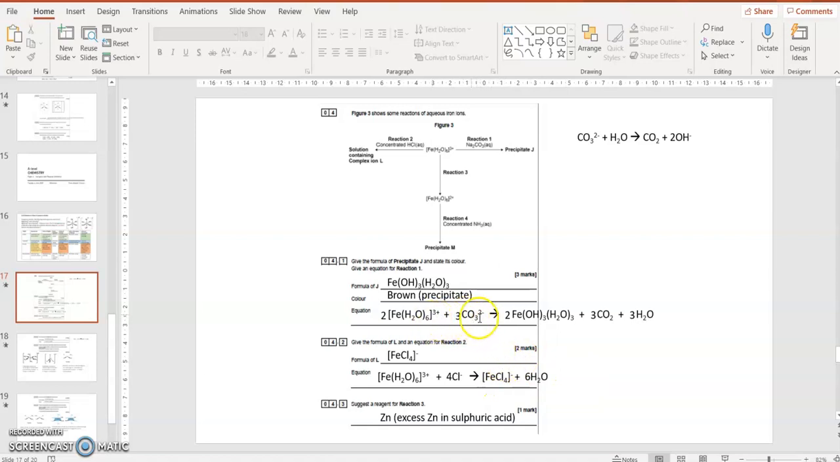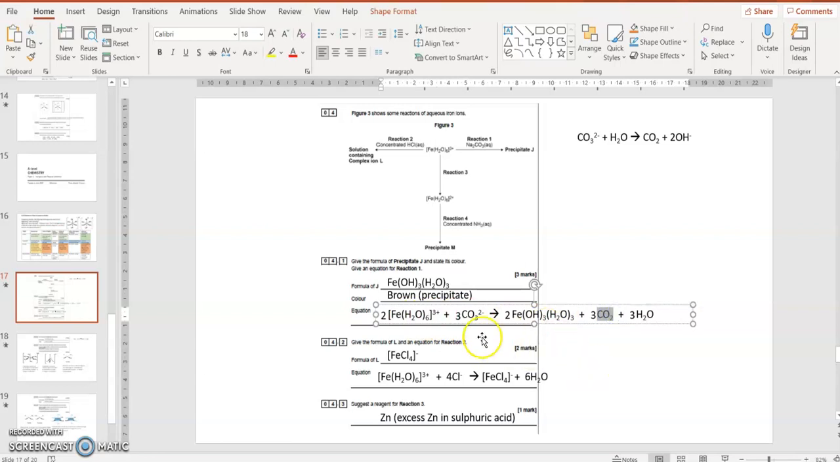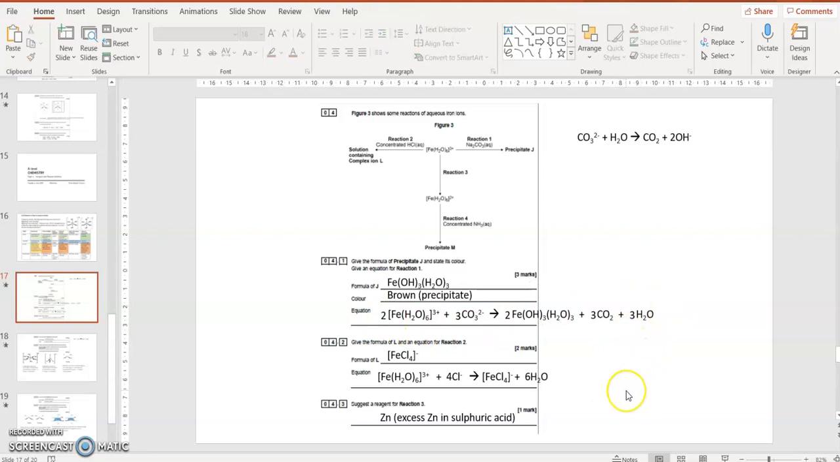If it's acidic, then carbonate ions and acids will make carbon dioxide. What else is going to be released? 3 waters. Tricky equation that, and you've got to balance it as well. Hard to get 3 marks on that.